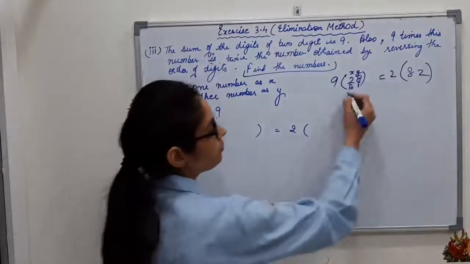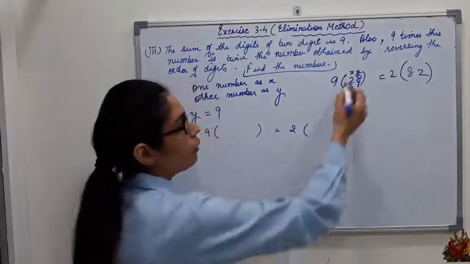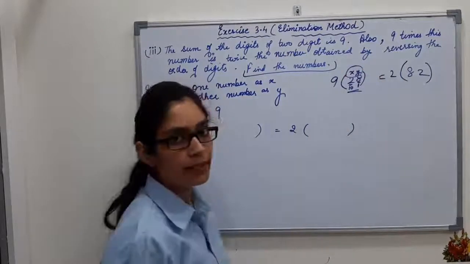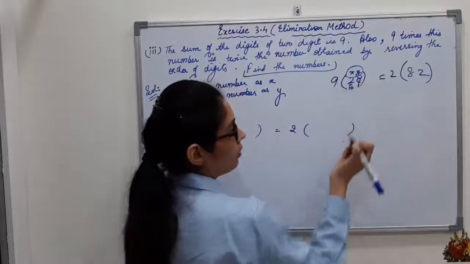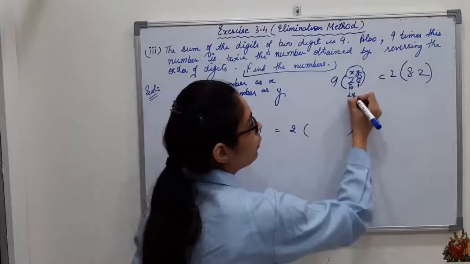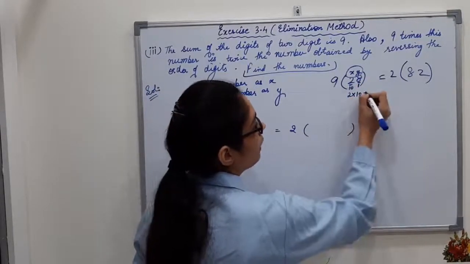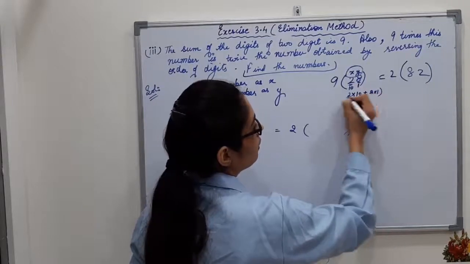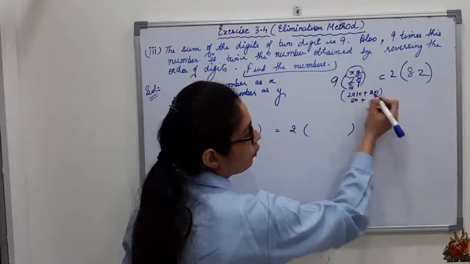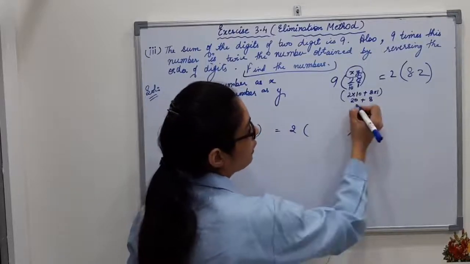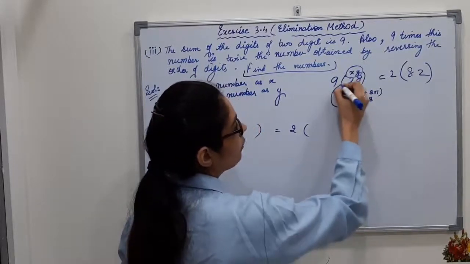So I don't have to write a variable which is equal to xy. I can write this number. If 2 is on tens place, I can multiply 2 into 10 plus 8 into 1. See, 2 into 10 is 20 plus 8 into 1 is 8. So I'll get 20 plus 8 equals 28.